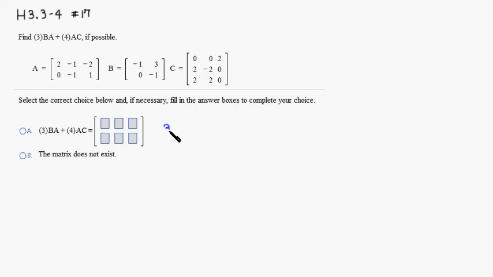So 3 BA. Right, so that's going to be 3 times. B is this 2 by 2 matrix: negative 1, 3, 0, negative 1. And A is that matrix, so it's a 2 by 3: 2, negative 1, negative 2, 0, negative 1, positive 1.